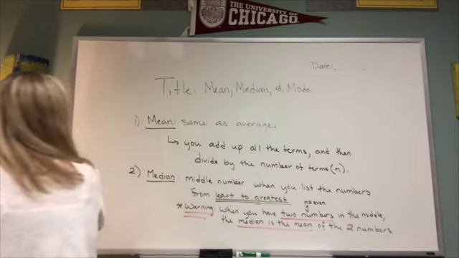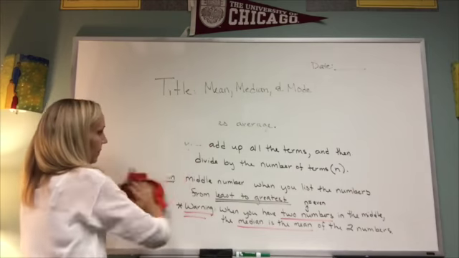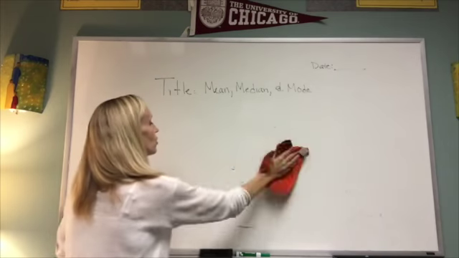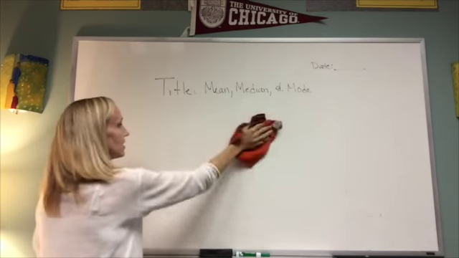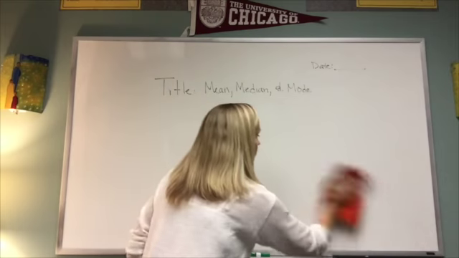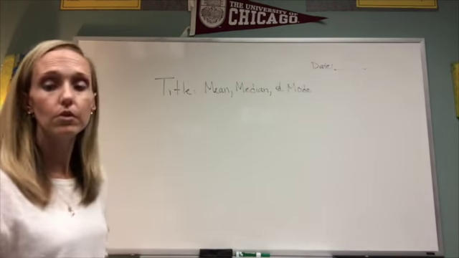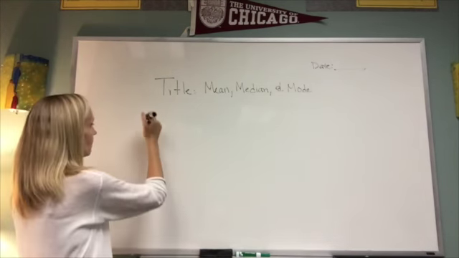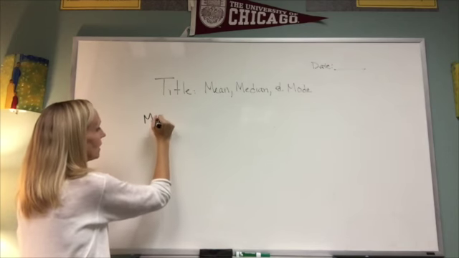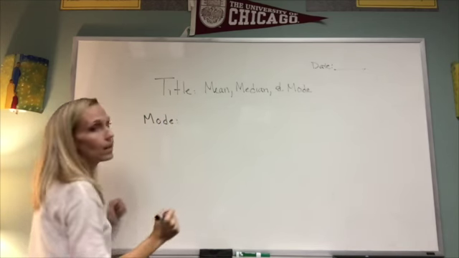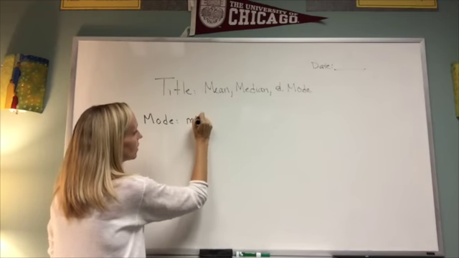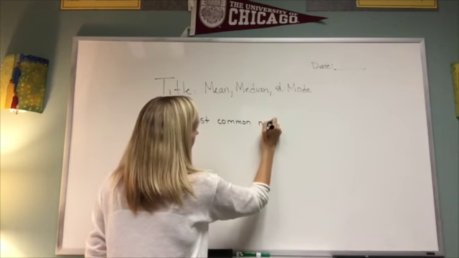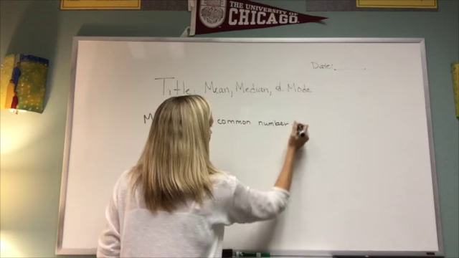So we're going to do the last one, which is mode. And the mode is just the most common number listed in your data set. And you can have no modes, you can have 1 mode, you can have 3 modes, you can have an infinite amount of modes. So unlike having 1 mean and 1 median, we can have many modes. So it's the most common number in your data set.